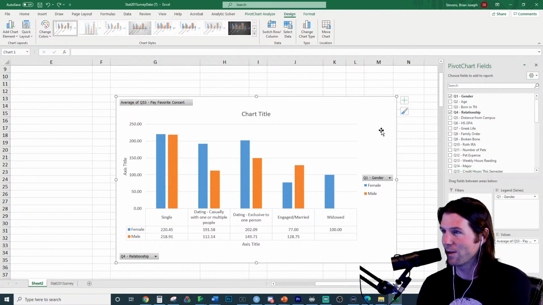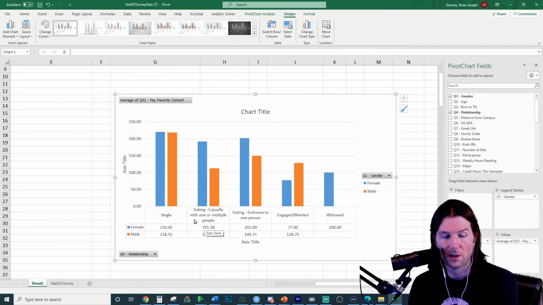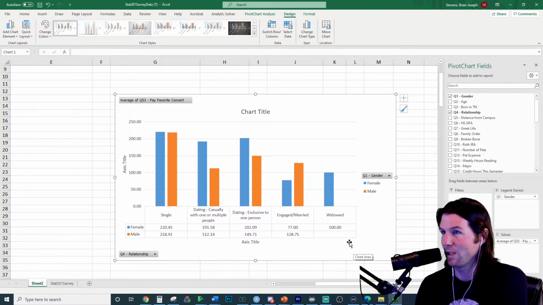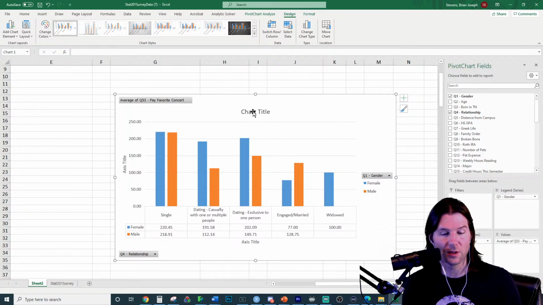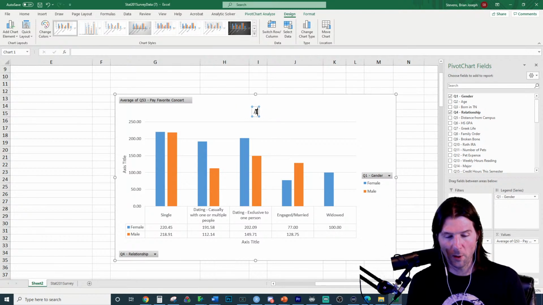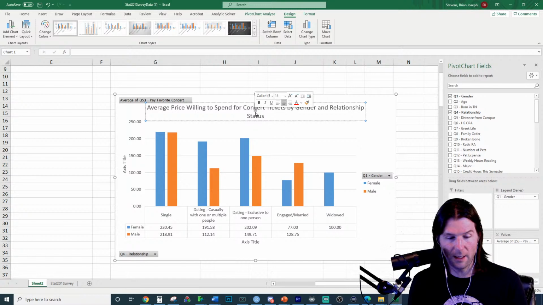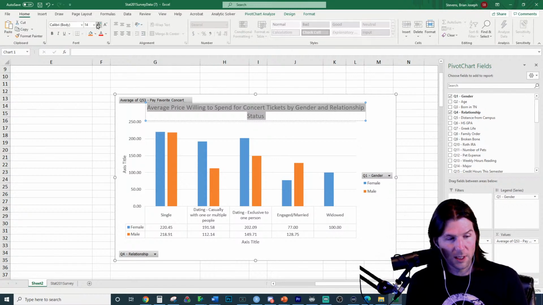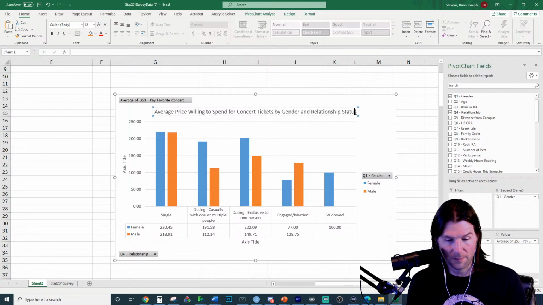What does anyone notice about this graphic? What do you notice? Who's willing to spend the most for concert tickets? So we're looking at how much people are willing to spend for concert tickets. So I should probably write these titles in. So average price willing to spend for concert tickets by gender and relationship status. Oh my gosh, that's the longest title ever. Let's go down one font. Oh, such a crazy title.